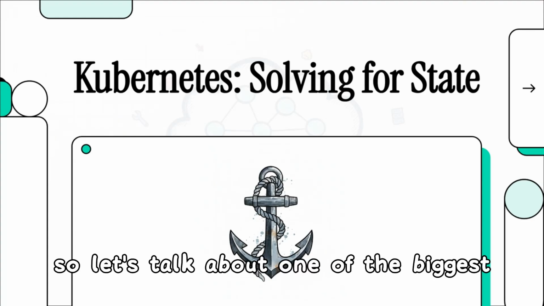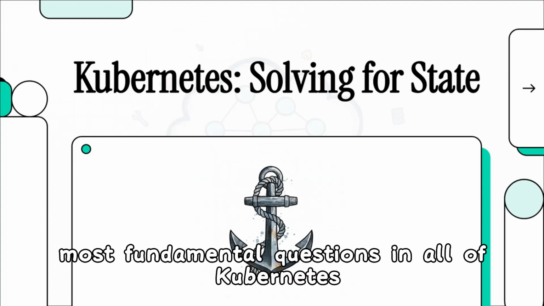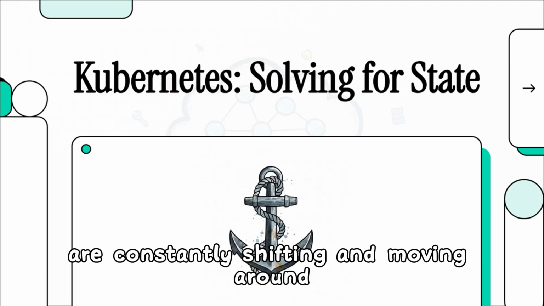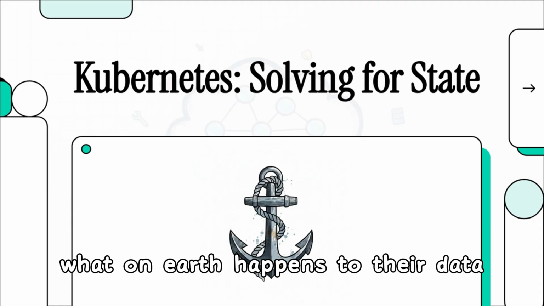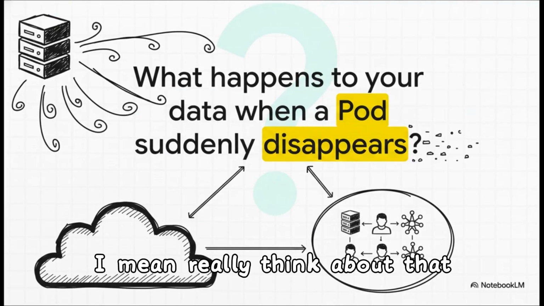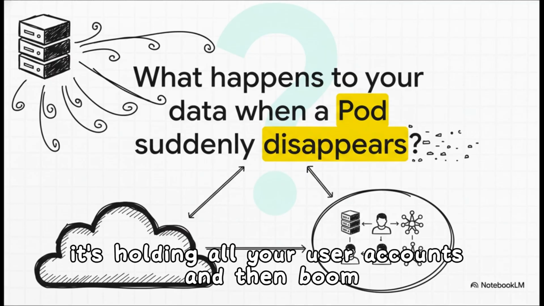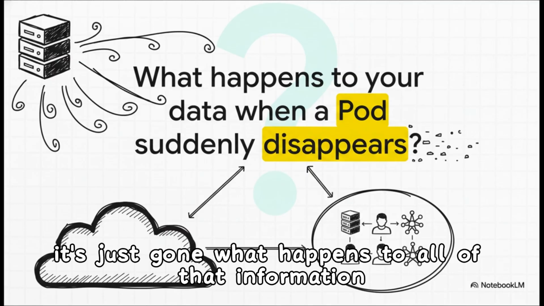So let's talk about one of the biggest, most fundamental questions in all of Kubernetes. When your applications are constantly shifting and moving around, what on earth happens to their data? I mean, really think about that. You have a pod running your critical database, right? It's holding all your user accounts, and then boom, it's just gone. What happens to all of that information?